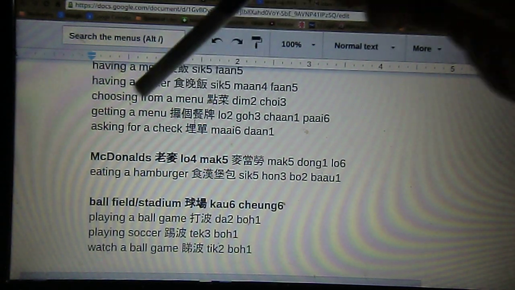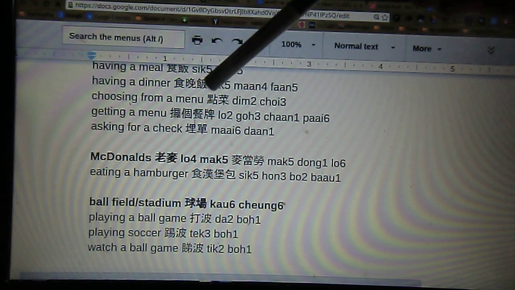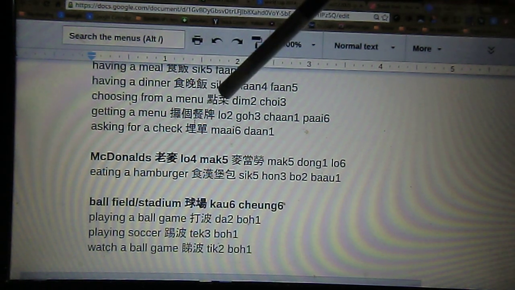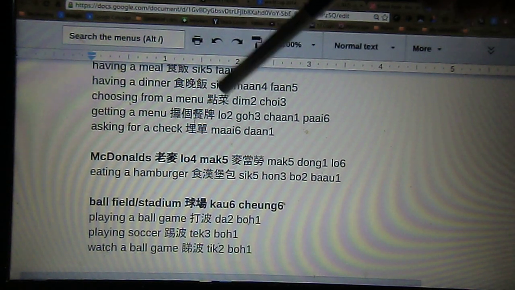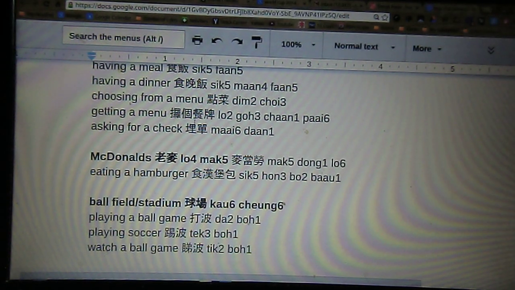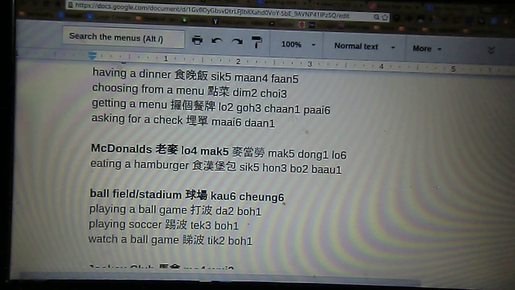點菜, choose something from a menu. Right? 點 means to point, 菜 means vegetable, but here 菜 actually can also mean a dish. It does not necessarily mean a dish of vegetable. It can be any dish. Right? 點菜 is to point your finger at something in order to order it.